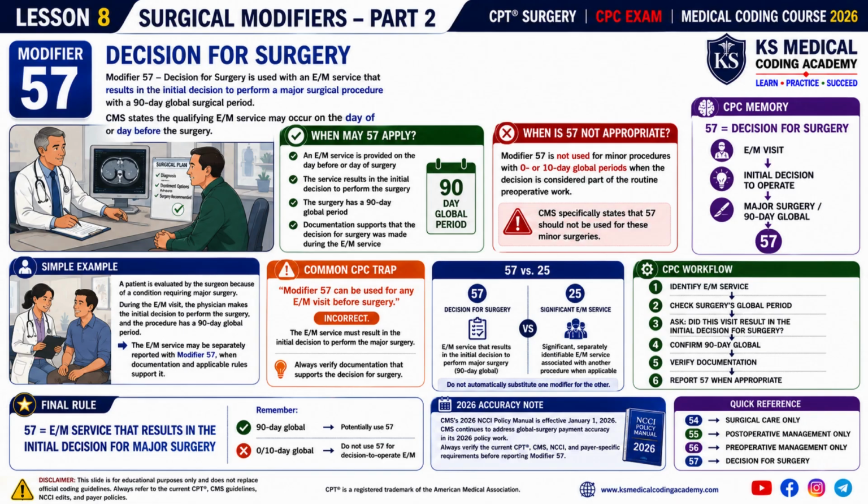Your CPC workflow is: identify E/M, right pointing arrow, check the global period, right pointing arrow, confirm initial decision for surgery, right pointing arrow, verify 90-day global, right pointing arrow, check documentation, right pointing arrow, report 57 when appropriate. Remember, 57 equals E/M service that results in the initial decision for major surgery. Always verify the current CPT, CMS, NCCI, and payer-specific requirements before reporting Modifier 57.